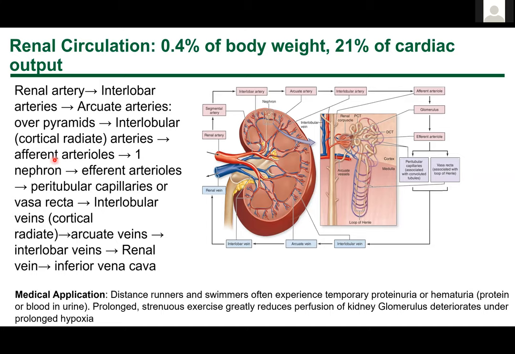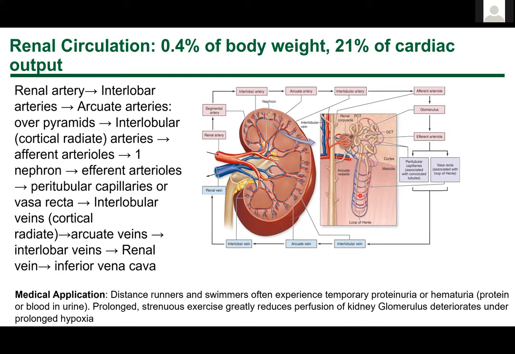So then we have afferent arterioles, a nephron. I'll explain what these things mean momentarily. So if you're real confused, don't worry. All will become clear. Efferent arterioles, and then peritubular capillaries or the vasa recta. All of this stuff I will explain when we get to the actual nephron. It'll make a lot more sense when I explain to you what this weird little squiggle of tubes is.